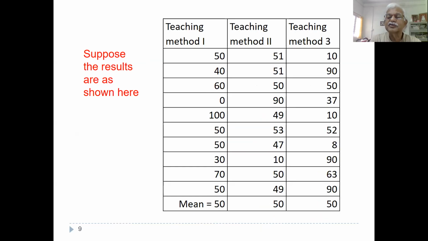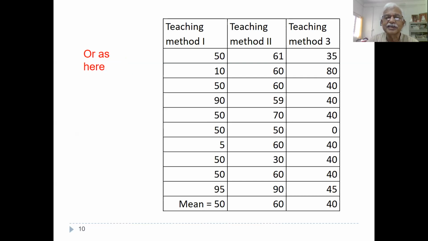There may be another situation in which all the group means are the same, 50, 50, 50, but there are a lot of variations within. Now, in this case, certainly you can say that teaching methods make no difference. There are differences more due to random fluctuations or due to factors which are unknown, which have not been directly taken into consideration. The problem arises because your results are mixed.